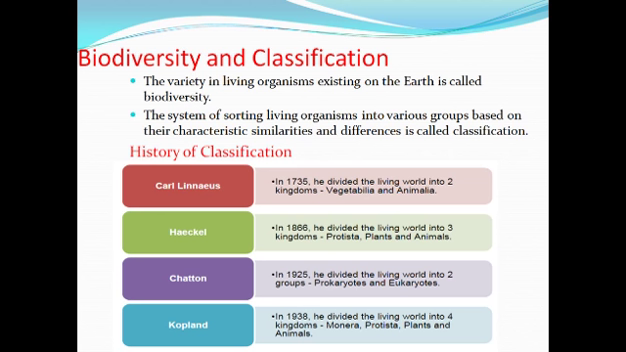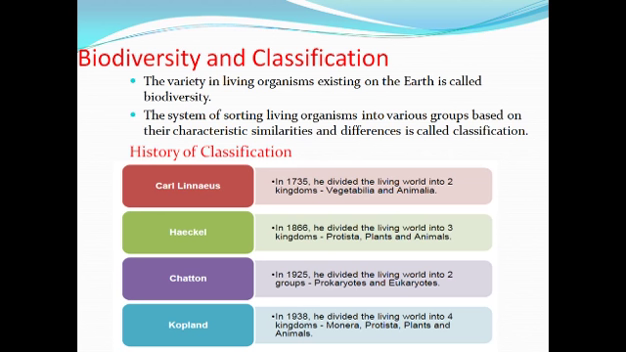So on the basis of all these, what our scientists have done is classify different types of living organisms. First of all, have a look at the history of classification. Which scientists have done all this classification? First of all, Carl Linnaeus divided the kingdom into two parts.